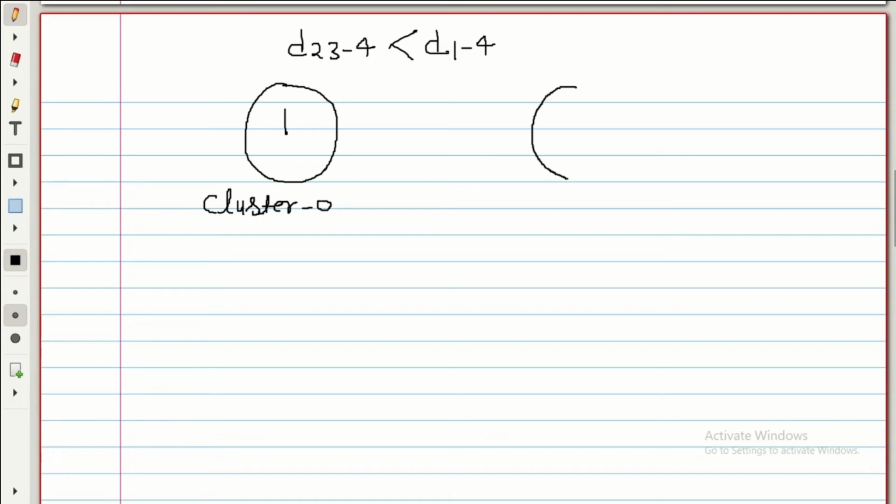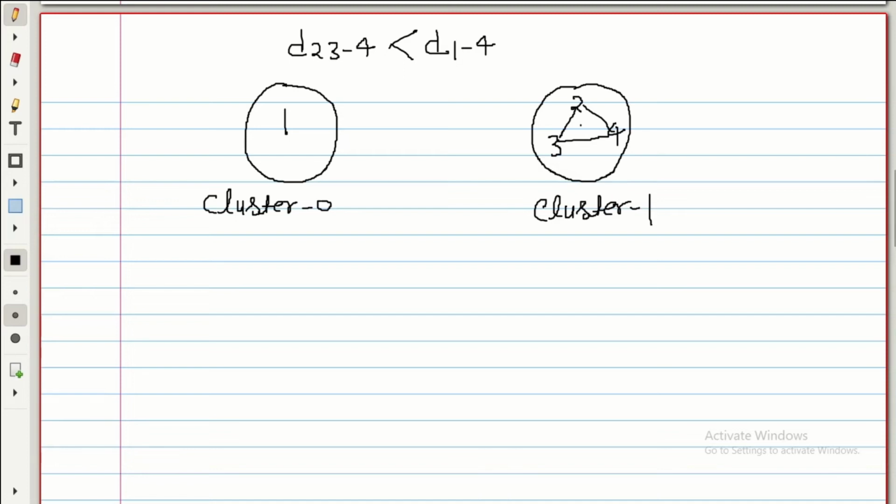Here, 2, 3 and 4. Here you can write like this. New centroid would be calculated for cluster number 1. So 4 will also go in cluster number 1. In cluster number 0, still there is only one instance, which is instance number 1, and which is also the centroid.